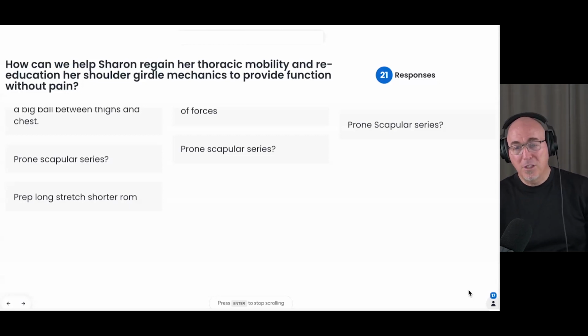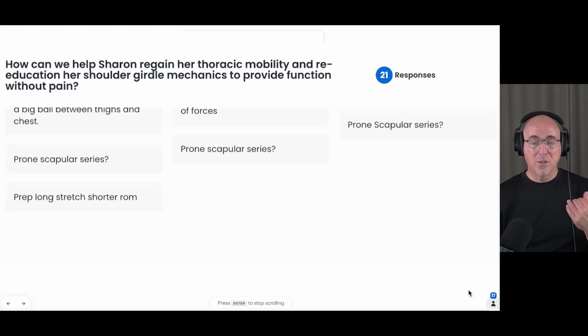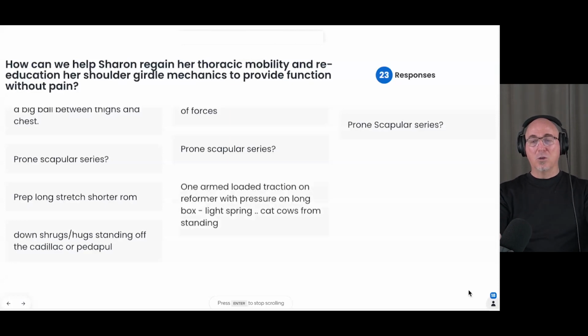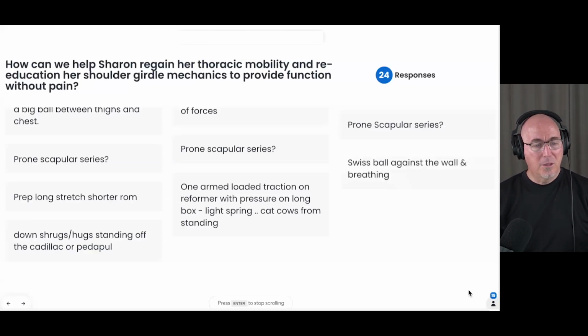Prone scapular series, that's one of my favorites, very early on. And I do this because, remember, you can scoot the body back towards the head far enough that the arms are down lower, in sort of a 60-degree range of motion, where we start doing scapular series. It doesn't have to be directly underneath at 90 if they can't get to 90. Let's see, down shrugs, hugs, standing off the Cadillac, pedi-pole, great. Again, all spring assisted. Swiss ball against the wall.